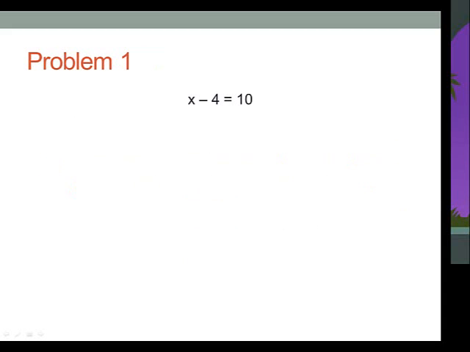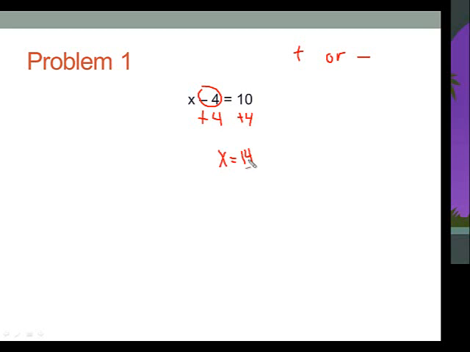Here's problem 1. This is x minus 4 equals 10. The first thing we can do, using reverse PEMDAS, is add or subtract before. So how we move this 4 from one side to the other is adding, because this right now is a negative 4. So we need to add 4 to both sides. We don't need to write the equal sign. So that means x is equal to 14.